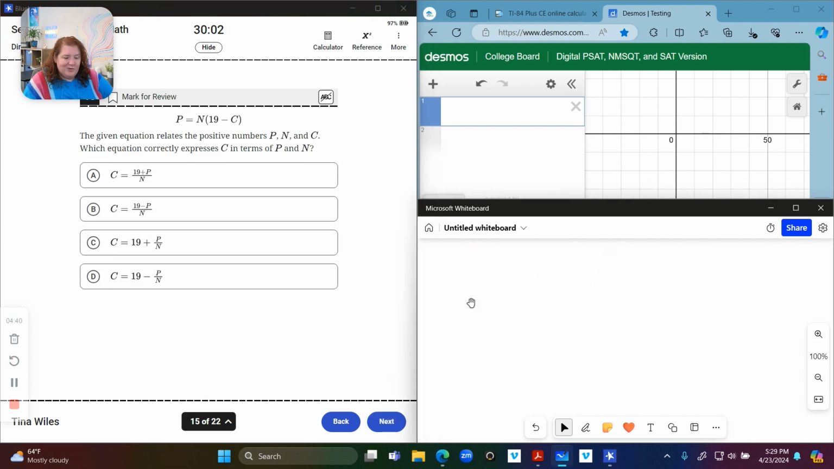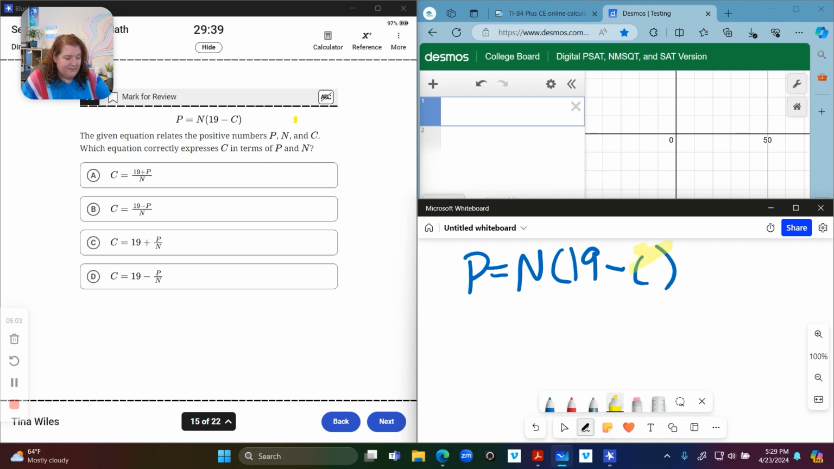And let's do one more on this video. So number 15, I think about these as like physicsy type questions because you're just rewriting the equation. So we're given this equation. They want to know which equation correctly expresses C. So basically you want to get C by itself.